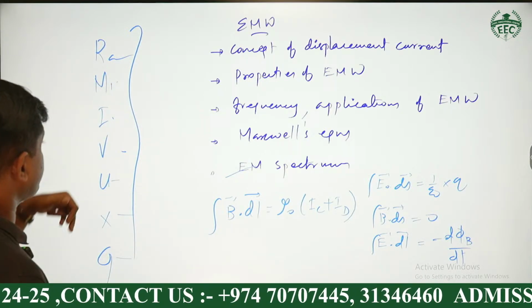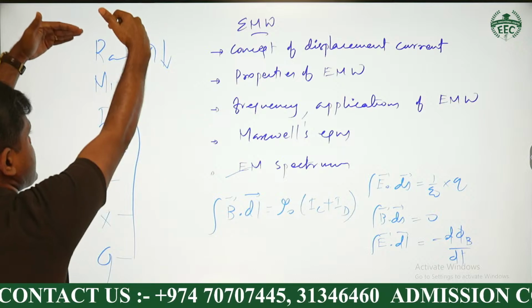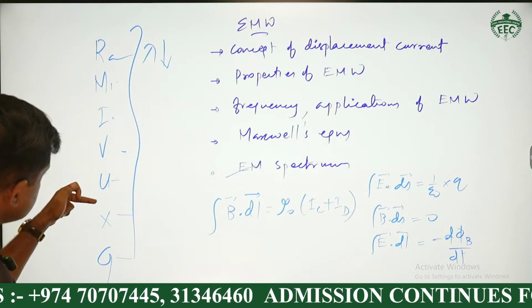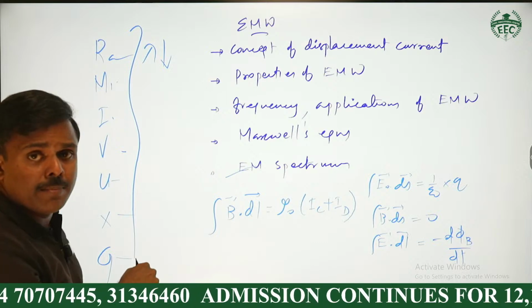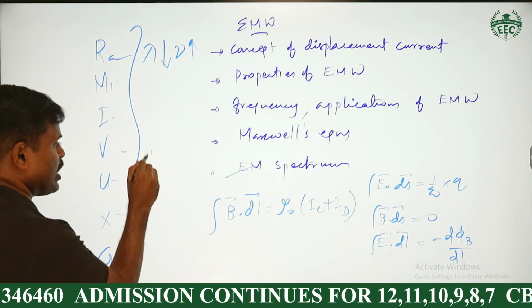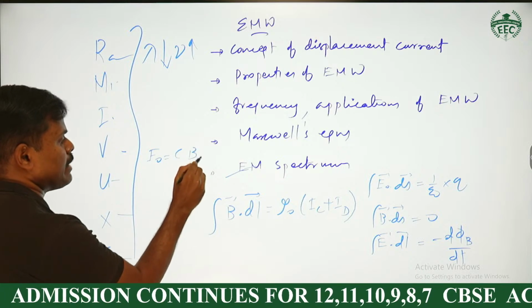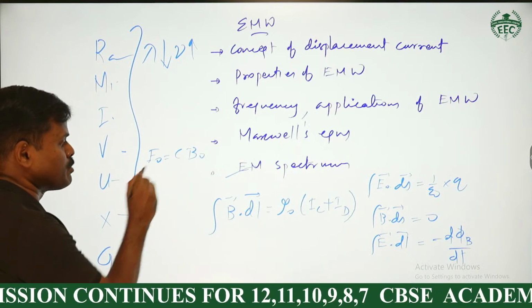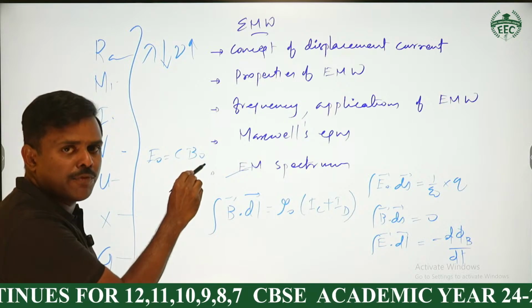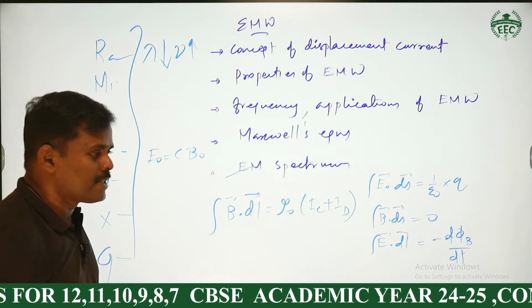So what is the wavelength range? Wavelength decreases as you come down. Infrared, then visible, then ultraviolet. Wavelength decreases as you come down, or frequency increases as you come down. And know this equation: E0 is equal to C times B0. Based on that, they can ask a question. B0 is the magnetic field's amplitude. E0 is the electric field's amplitude.